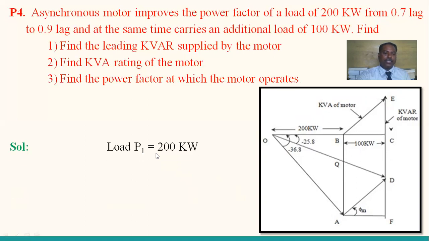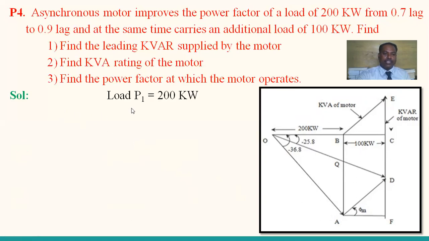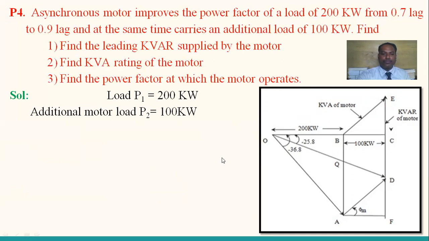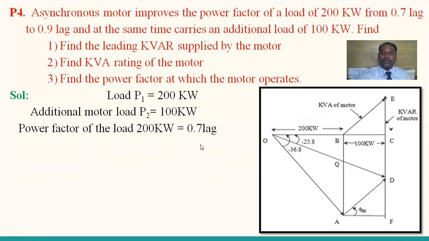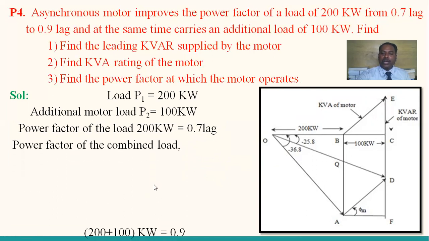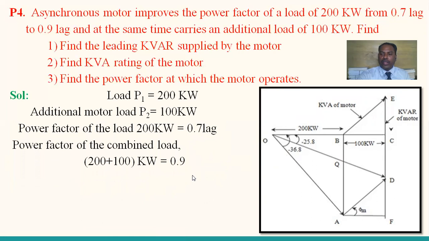So let us start with the actual load. P1 is equal to 200 kilowatts. Similarly, the additional load P2 is equal to 100 kilowatts. The power factor of the existing load is 0.7 lagging, and the power factor of the combined load, that is 200 plus 100 kilowatts, is 0.9.